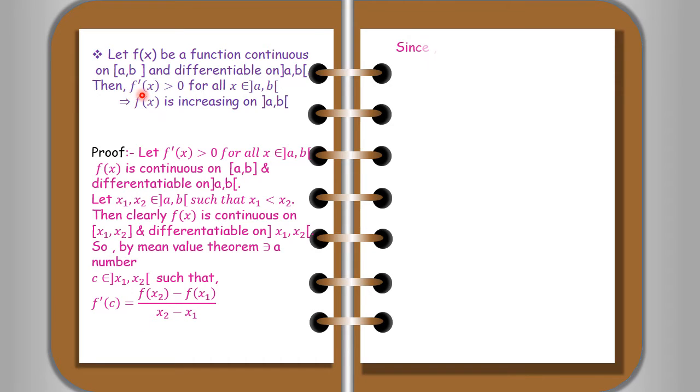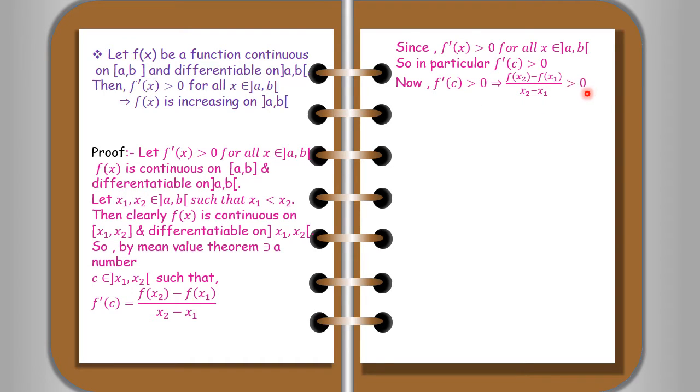Now here I have that f dash x is greater than 0 on this open interval. Since the open interval (x1, x2) is contained in the open interval (a, b), I can say in particular f dash c is also greater than 0. Now put the value of f dash c here. What you will find? (f of x2 minus f of x1) by (x2 minus x1) is greater than 0. Then f of x2 minus f of x1 is also greater than 0. If we simplify it, we find that f of x2 is greater than f of x1. That is, the functional value is also increasing as the value of x is increasing.